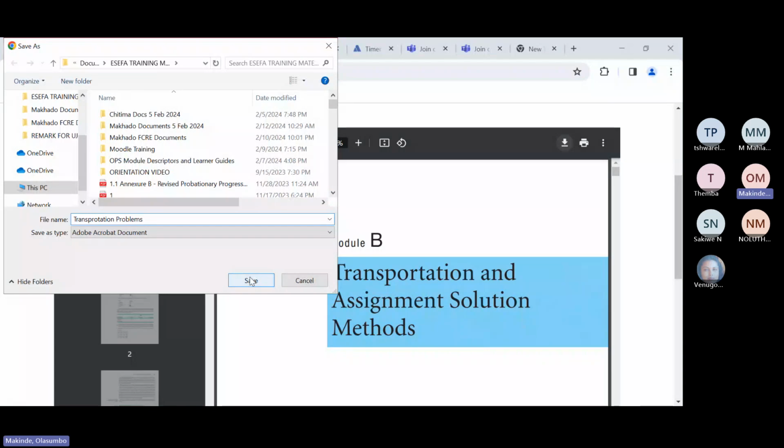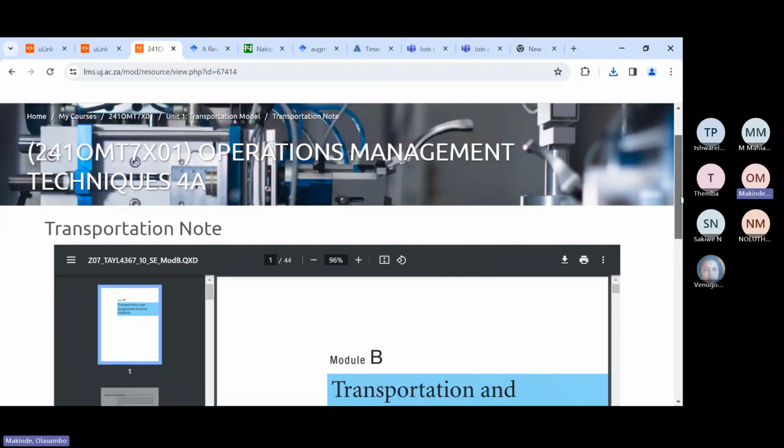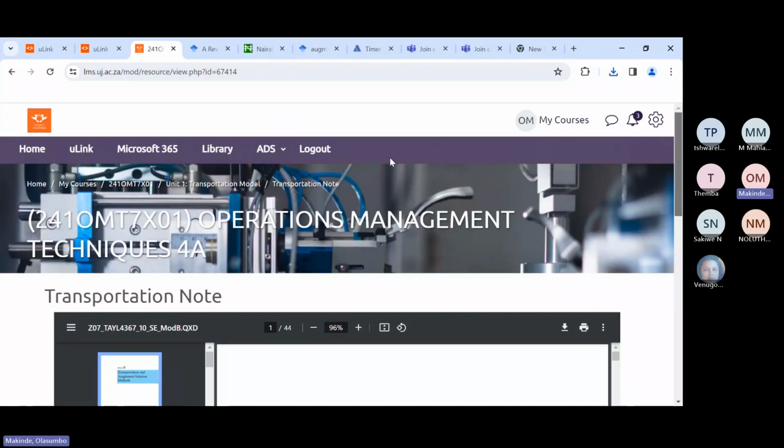So you can save it. Then in that case, you have your notes saved. And let me quickly say this to you. Don't forget, I'm opening as a lecturer, but in your own interface, you'll be seeing that interface as a student, so you'll be seeing all these things I'm seeing. If you're not seeing what I'm seeing, just indicate, then I would help you.